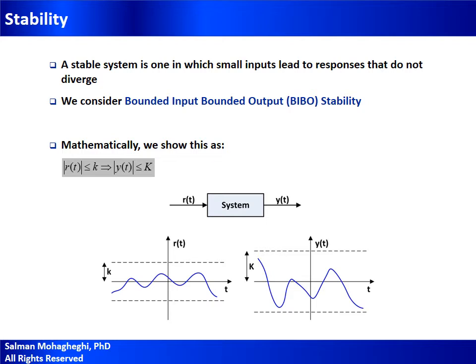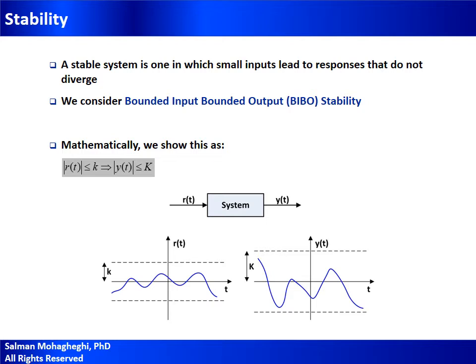Consider this diagram on this slide. You have a system with an input of R of t and output of y of t. Mathematically, we can show it like this. If R of t is bounded, that means the absolute value of R of t is less than or equal to some value. Let's call it small letter k. For a system which is bounded input, bounded output stable, if magnitude of R of t is less than k, then magnitude of y of t, the output, would be less than or equal to some other threshold. Let's show it as capital letter K.